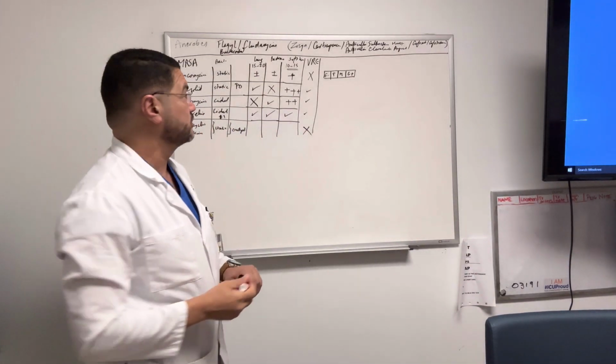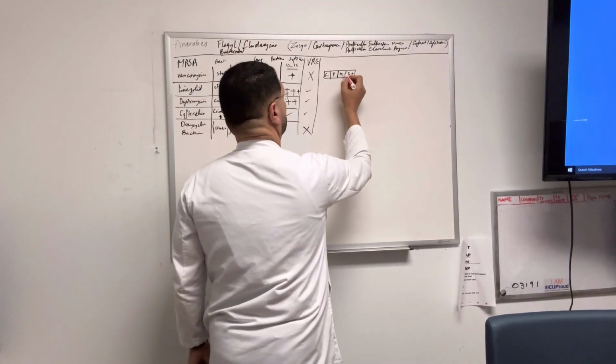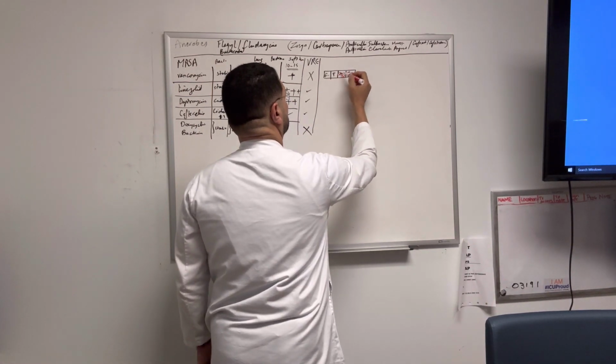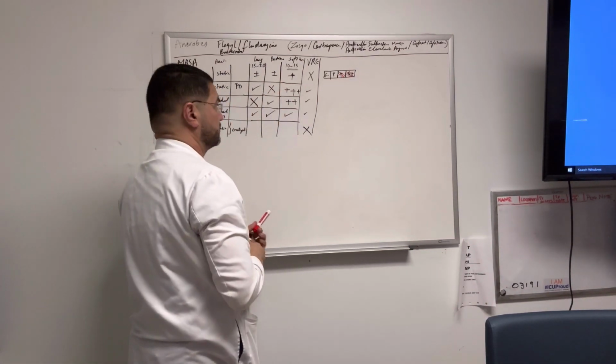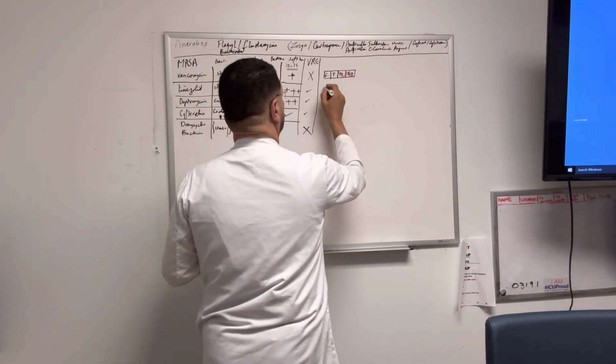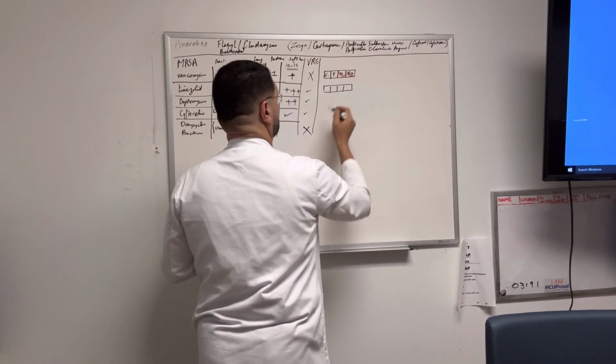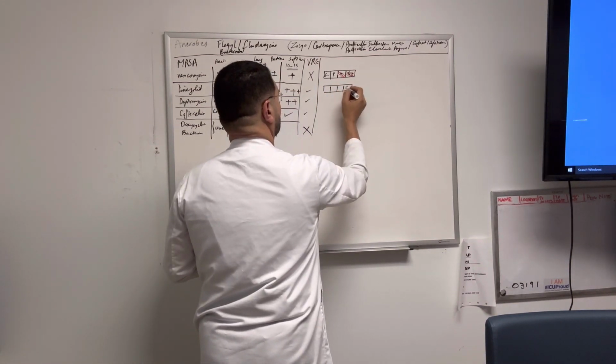So, for example, what does vanco cover? It covers MRSA and gram-positive. Doesn't cover any gram-negative, right? Linezolid. The key in this lecture is how fast I draw this, because I'm going to draw it like 15 times.